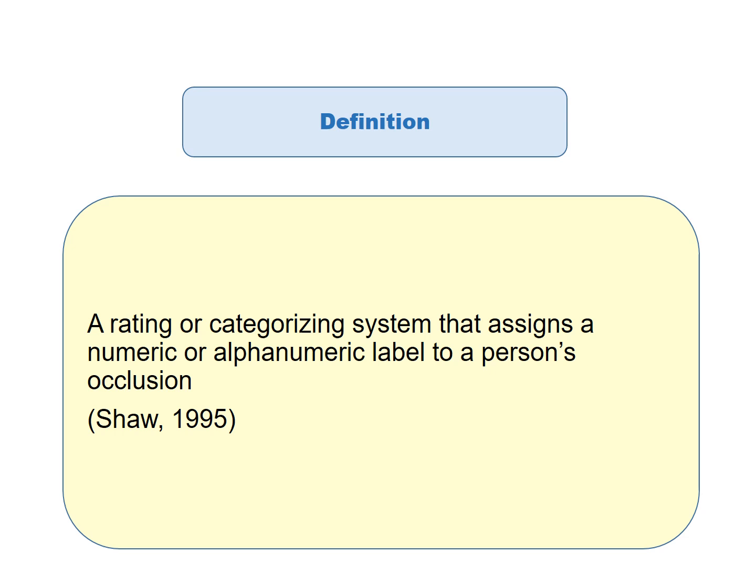Now, what is the definition of an index? An index is a rating or categorizing system that assigns a numeric or alphanumeric label to a person's occlusion.